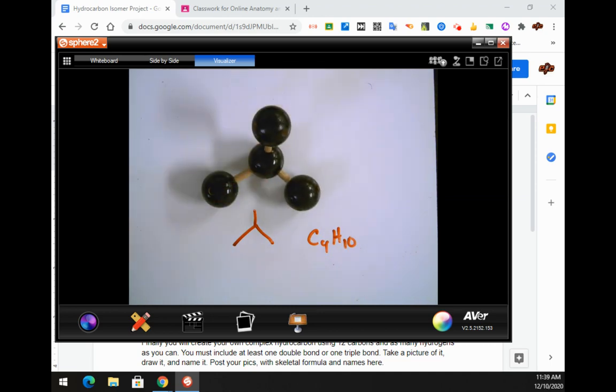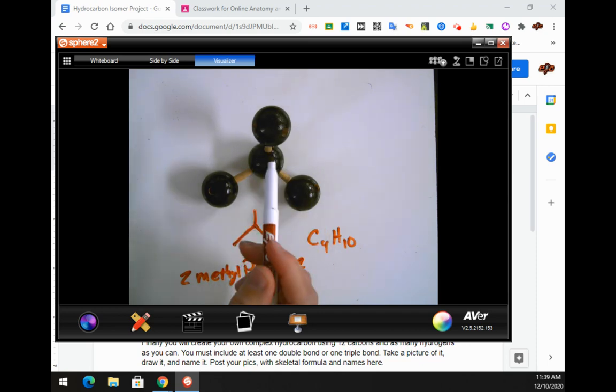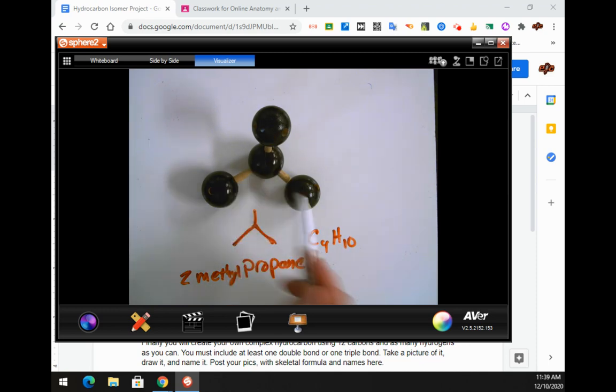Okay. So the longest chain on this thing is called propane, right? And since off of the second carbon we've got a methyl, and remember, the methyl is just an alkane that's hanging on a bigger alkane. It's a baby alkane, a smaller alkane hanging on a larger alkane. So the name of it would be 2-methylpropane. Click, take a picture of it. Okay.